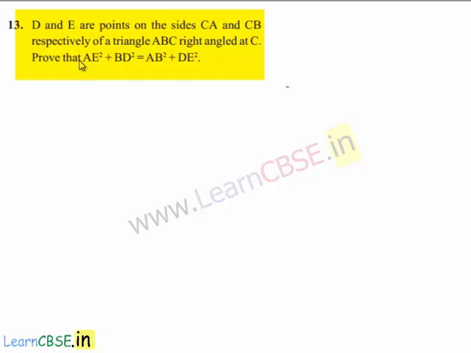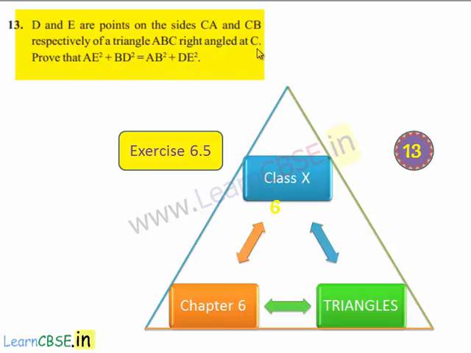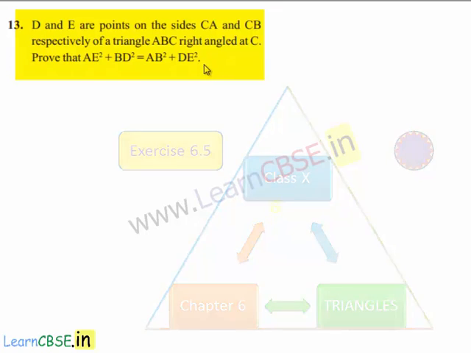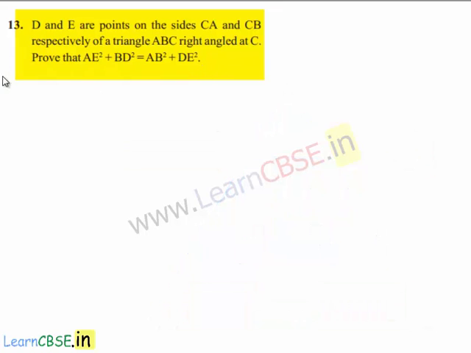Moving on to question number 13. D and E are points on sides CA and CB respectively of triangle ABC, right angled at C. Prove that AE square plus BD square is equal to AB square plus DE square. Now moving on to the solution. Let us consider a right angle triangle.